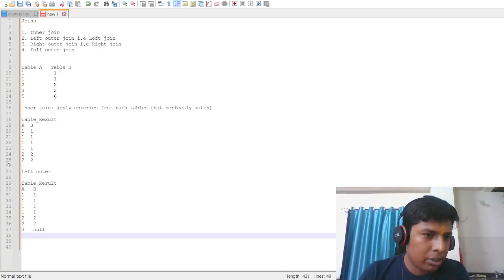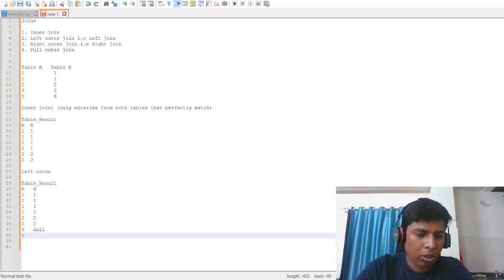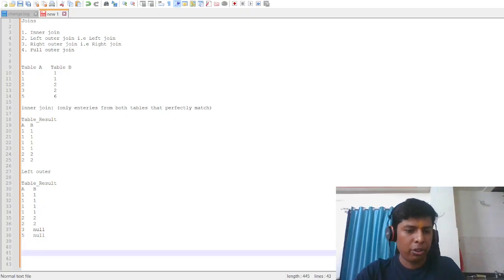Okay, and now comes 5 again. No matches for 5. So for 5, the columns coming from table B will be null. So that would be the output for left outer join. Okay, I hope you have understood.